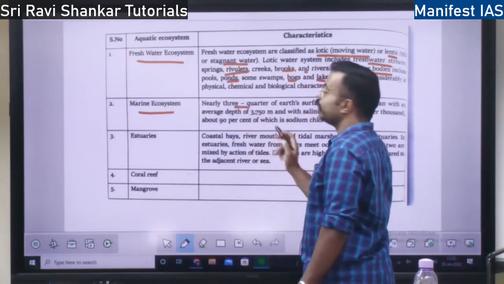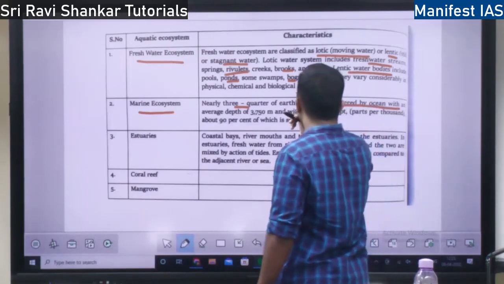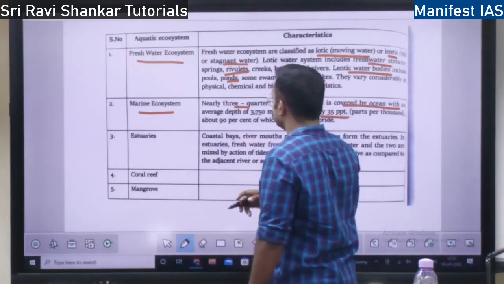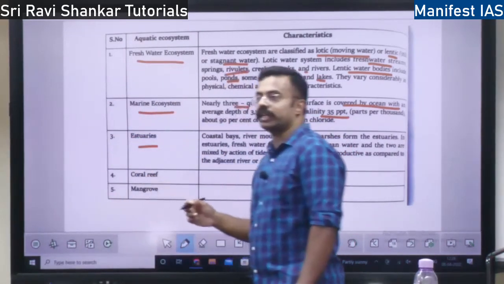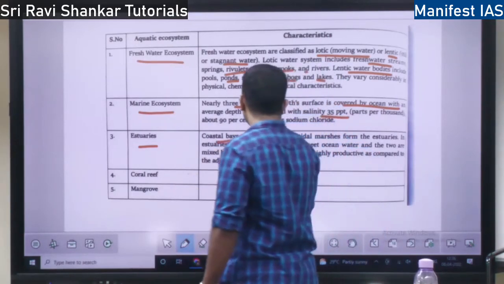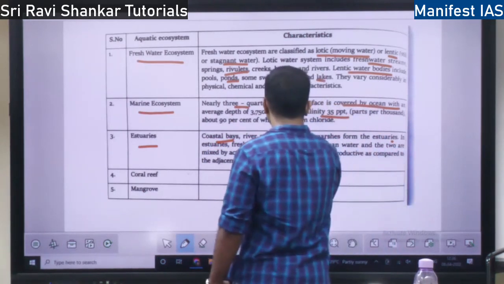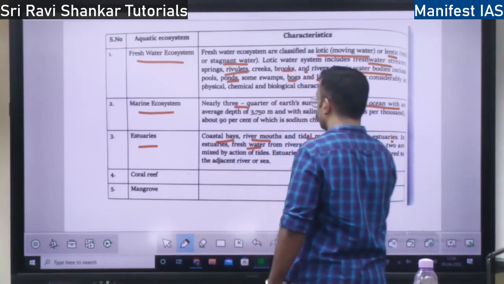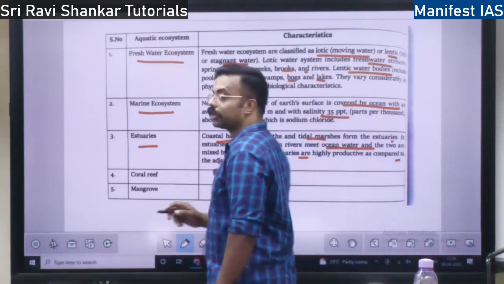Nearly three-fourths, 70% of the earth's surface, right, is covered by ocean. Average salinity is 33. Estuary, I have told you what is an estuary. Where a river meets the ocean, right? Coastal bays, river mouths and tidal marshes form the estuaries. So freshwater from rivers meets the ocean, and these are mixed by the action of tides. They are highly productive regions.